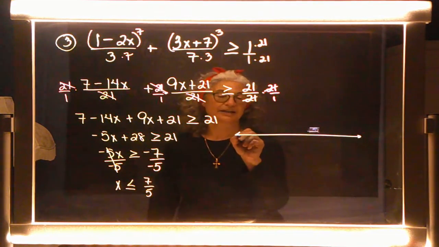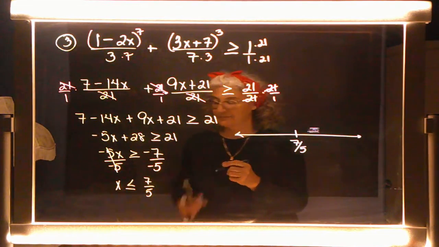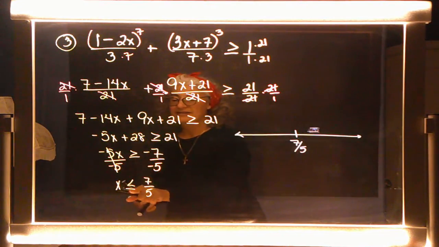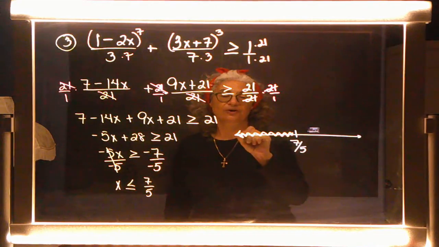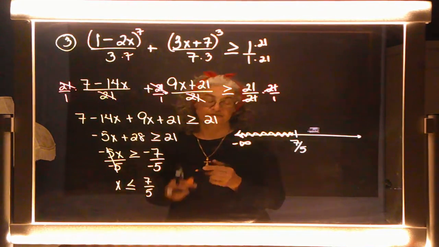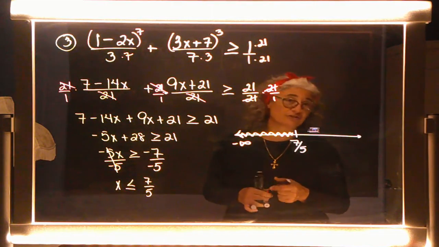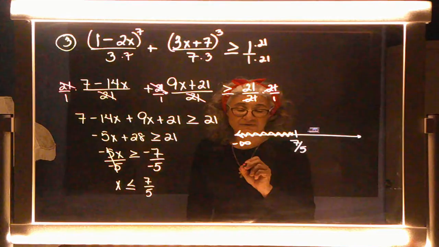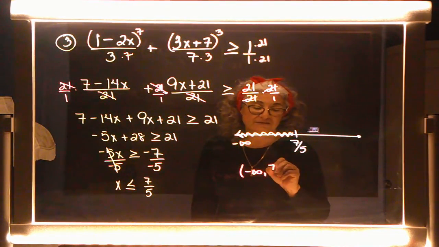So, again, I care only about the 7/5. I'm looking for numbers that are less than 7/5. So those are all the numbers on the left, all the way out to negative infinity. And so, what's the interval notation look like? Good. My shading starts at negative infinity, which is going to get a parenthesis. My shading ends at 7/5.